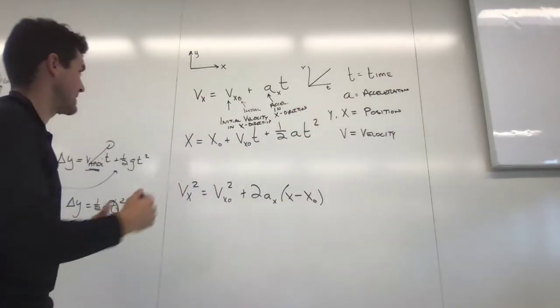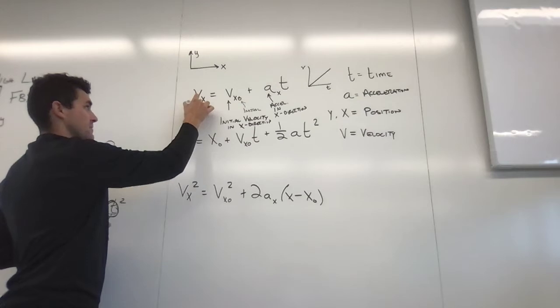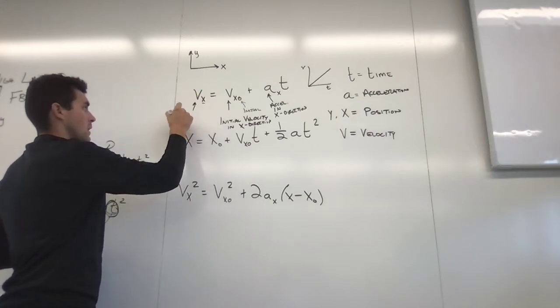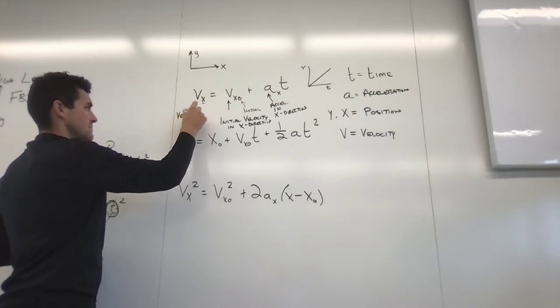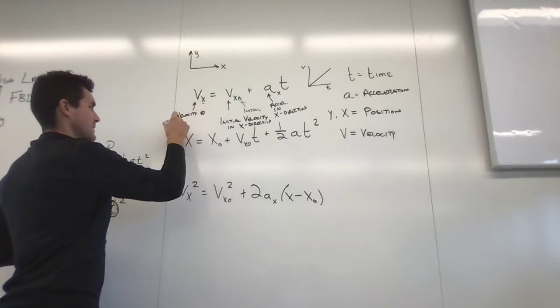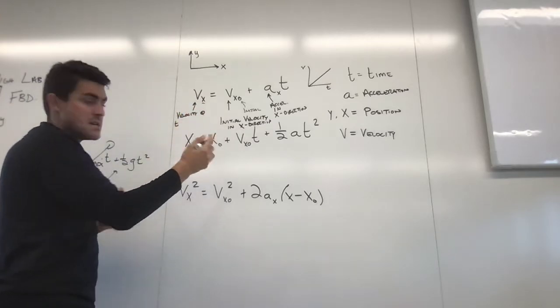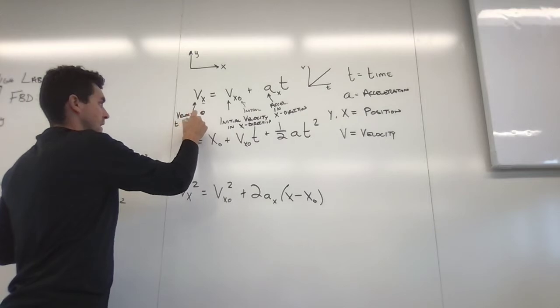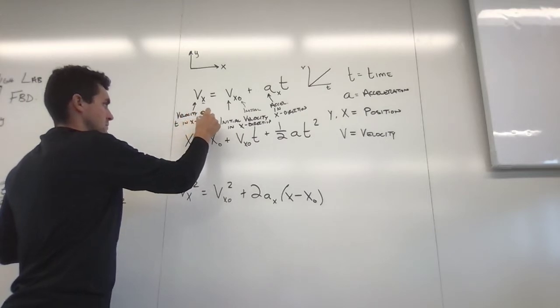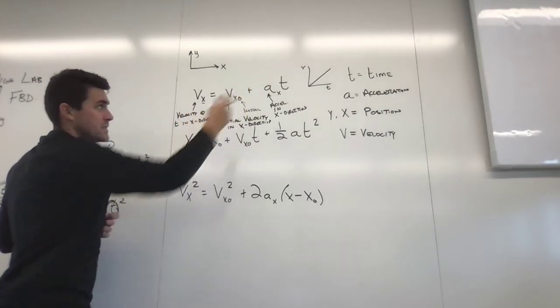And this final velocity is, again, in the x direction. This is the velocity at time t in the x direction. And of course, t is time.